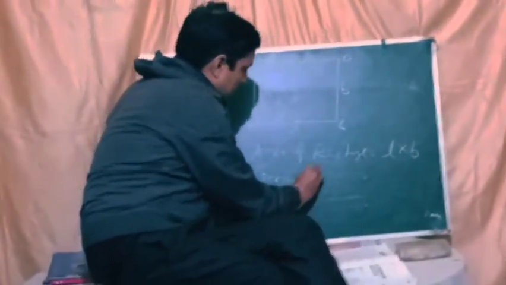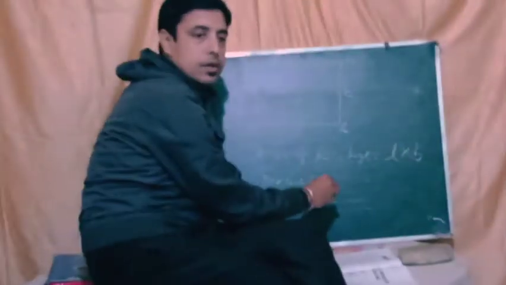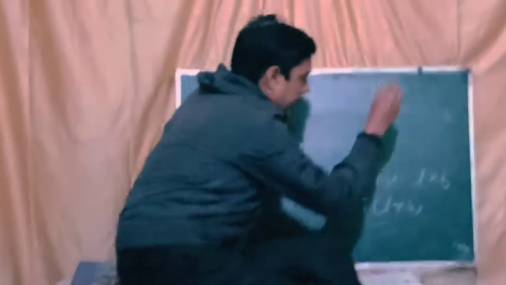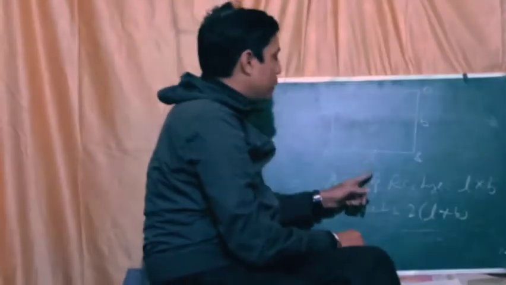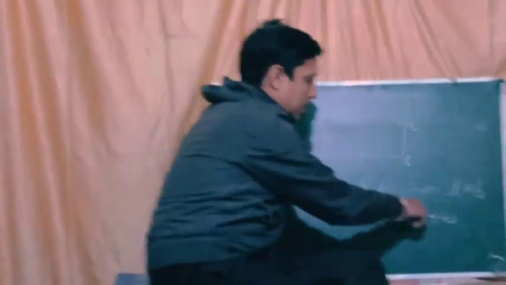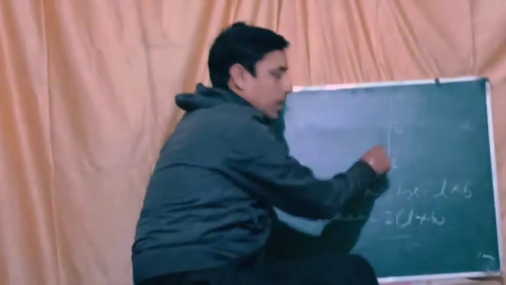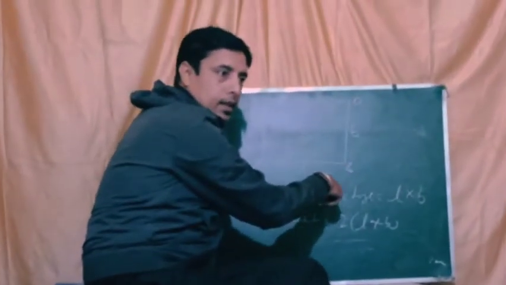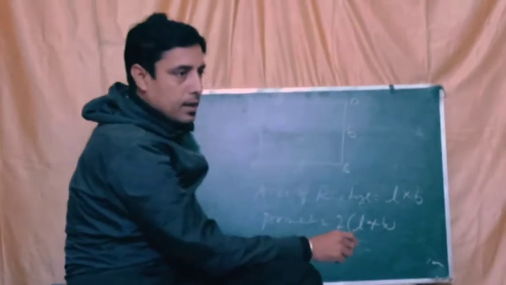Similarly, the perimeter is equal to 2 into (L plus B), right? So 2 into (3 plus 4). So 4 plus 3, 7. So 2 into 7 is 14 centimeter. So this would be the perimeter.